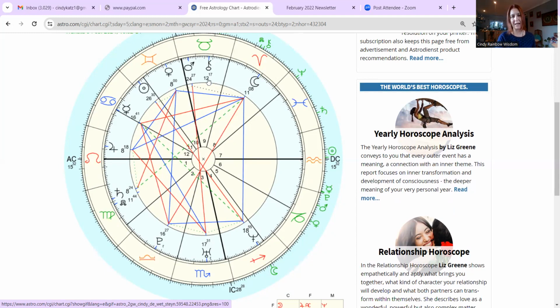And although they don't draw aspect lines unless you specifically put it in astro.com or Astrodienst, it would also have a wide opposition to Chiron, both of those two planets, because it's kind of falling in between the two. It also has a wide square to Jupiter, and it has a very tight trine to Mercury. So trines are happy.